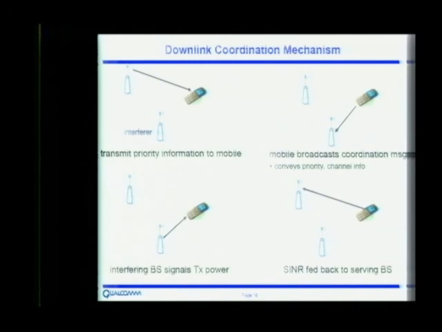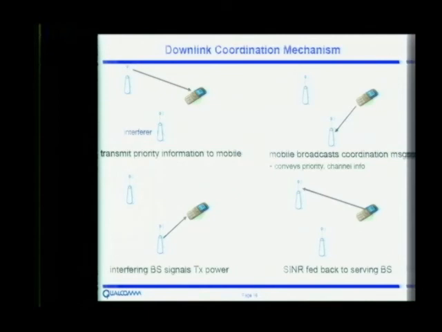Then the third step is all the interferers get this coordination message. Here this interferer gets the coordination message, and as a function of the coordination messages you receive, you decide on the transmit power you will use in the subsequent transmission. And you convey that through pilots. These pilots are measured by all the mobiles in the network. Once the mobiles measure the pilot, they feed back the channel quality or SINR to the serving base station so that you can select the appropriate modulation.